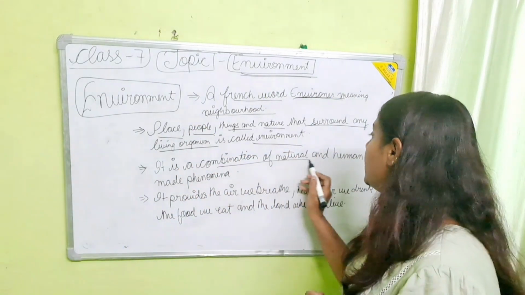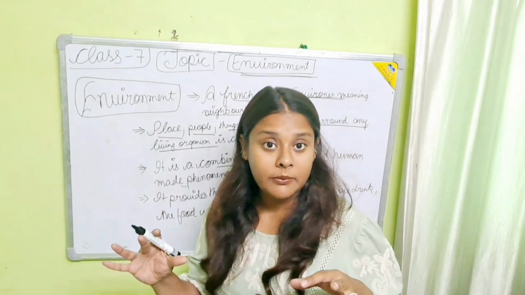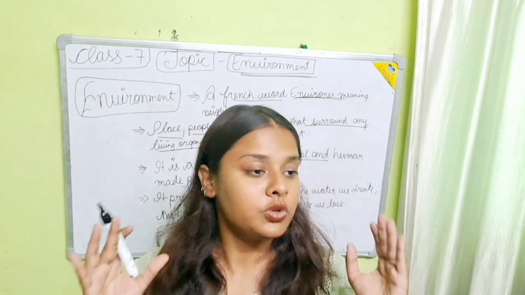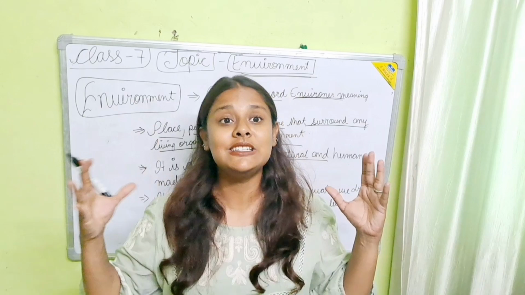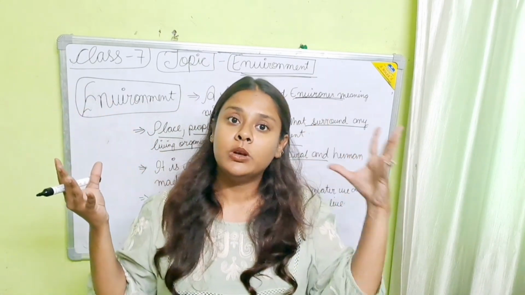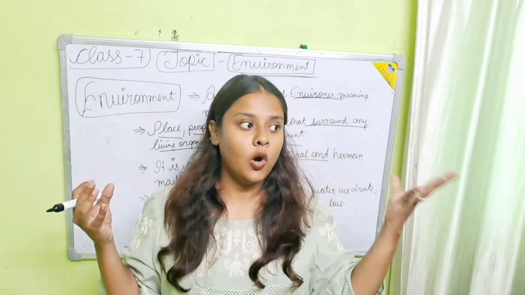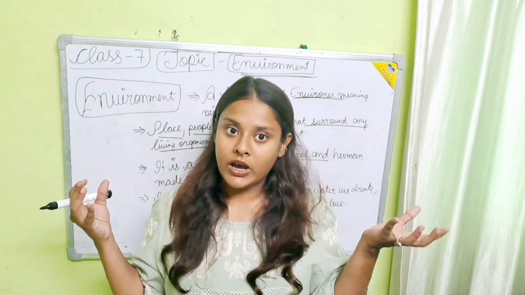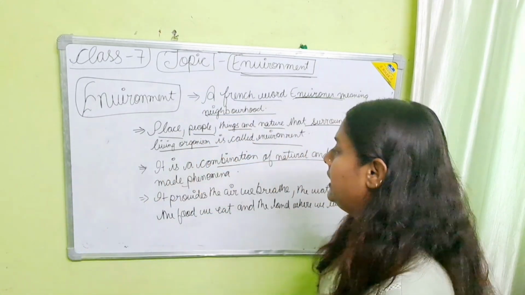It is a combination of natural and human-made phenomena. Environment is a combination of natural and human-made phenomena. Natural means air, water, land, whereas human-made phenomena are such things as religion, economy, and everything else. All these things come under the human-made phenomena.